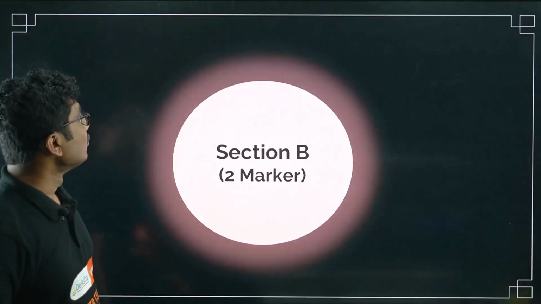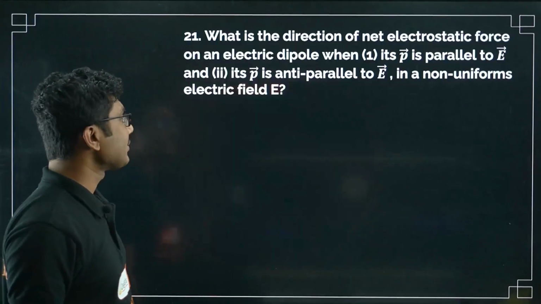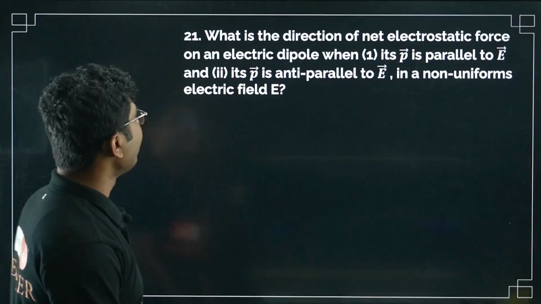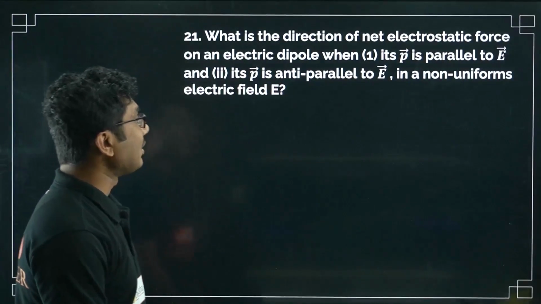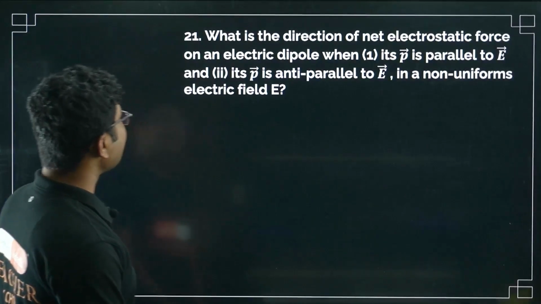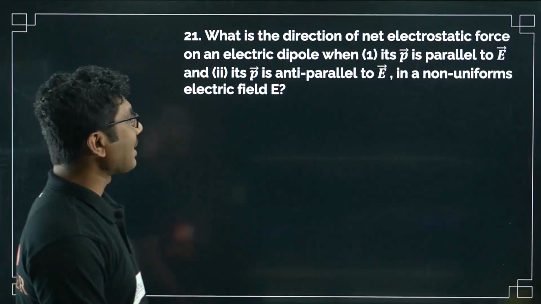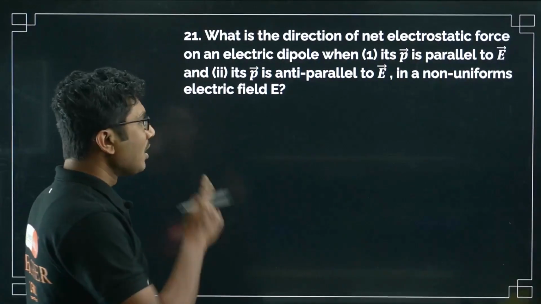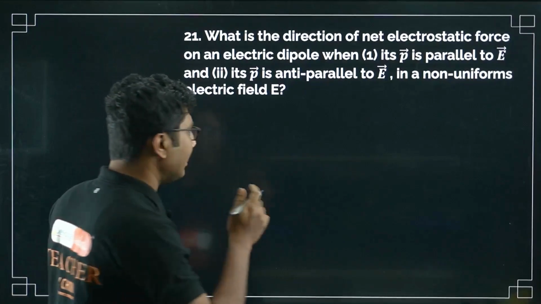Now let's move on to section B, 2 marker questions. The first question is: what is the direction of net electrostatic force on an electric dipole when, number 1, P, that is the dipole moment, is parallel to the electric field, and number 2, P is anti-parallel to the electric field, in a non-uniform electric field E. So this is a very interesting question.